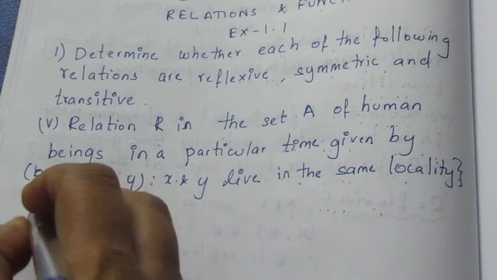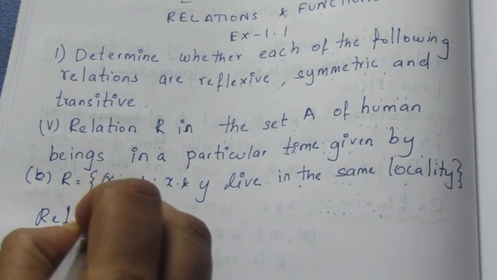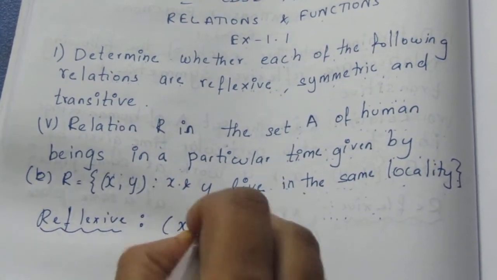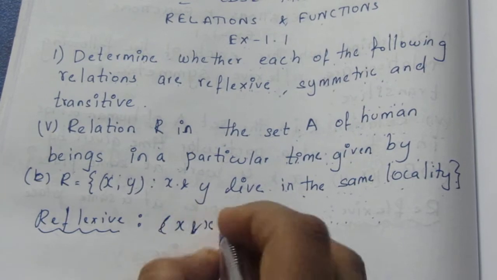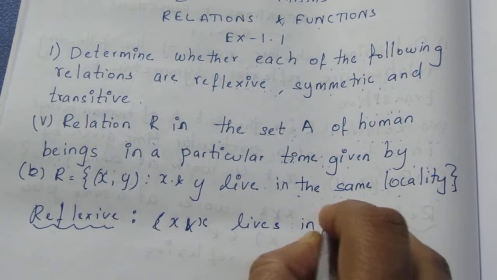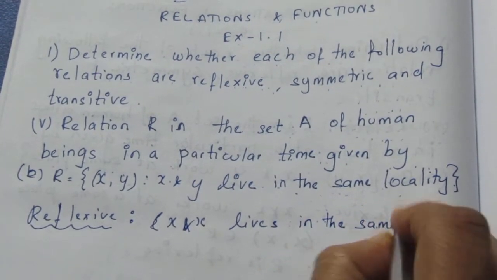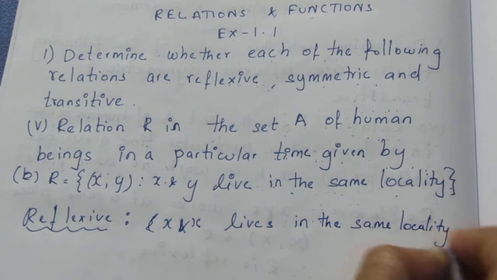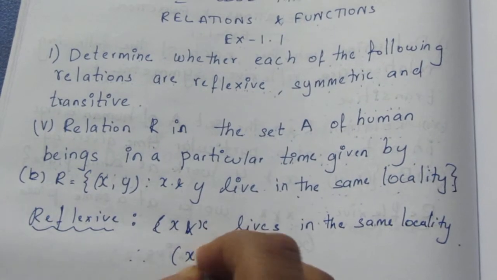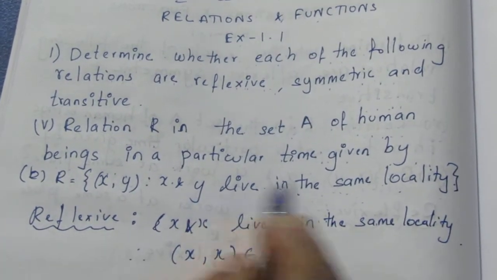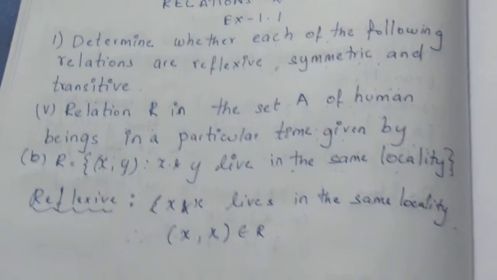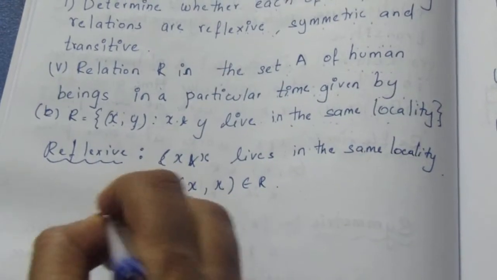Let us start with reflexive. For reflexive, we are going to take the same variable, that is the same person, (x, x). We can write that x and x live in the same locality because it is the same person. If they stay in one place, they are staying in the same place itself. So x and x live in the same locality. We can write this as (x, x) belongs to R because this satisfies the condition. Therefore R is reflexive.